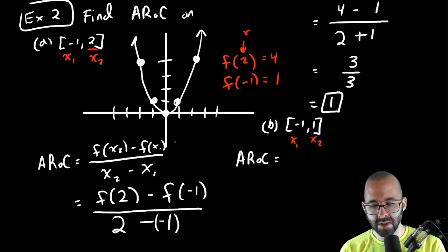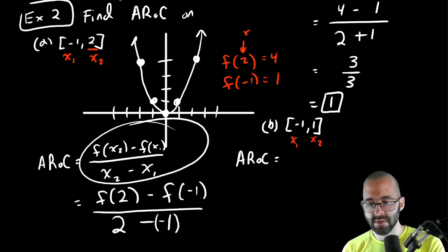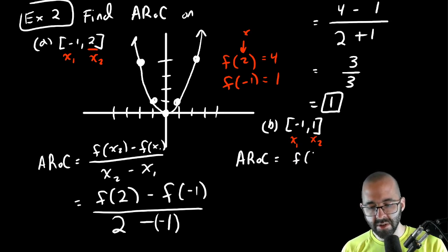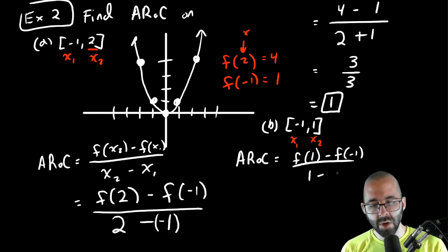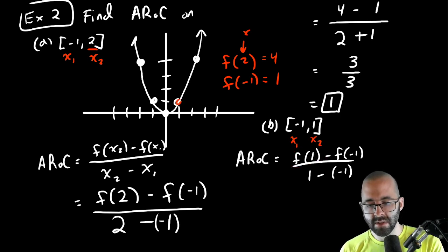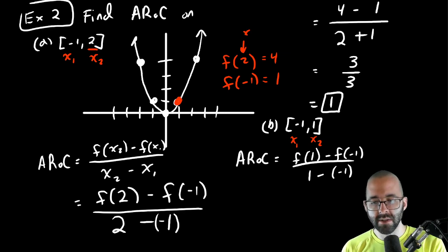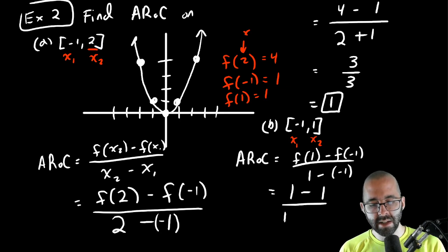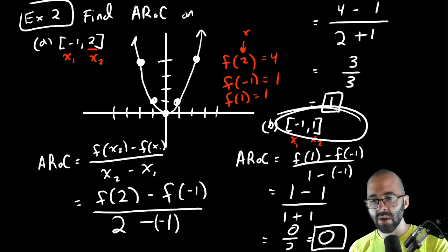Average rate of change, just like before, is the same exact function. But now it becomes f of +1 minus f of -1 divided by +1 minus -1. f of -1 is the same as before, but we do need to figure out what f of +1 is. When x is +1, y is also +1. So we'll replace that. f of 1 is equal to 1. f of -1 is also equal to 1. 1 minus -1 is 1 plus 1. Got a lot of 1s. This is 0 divided by 2. The average rate of change on this interval is 0.